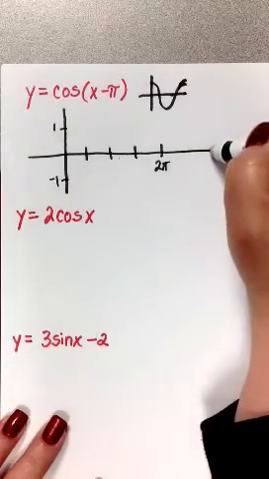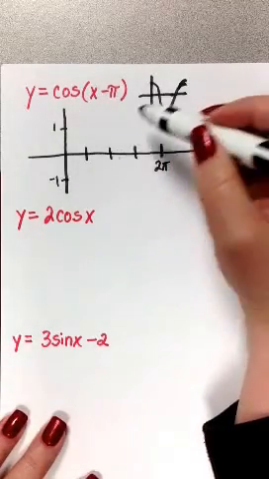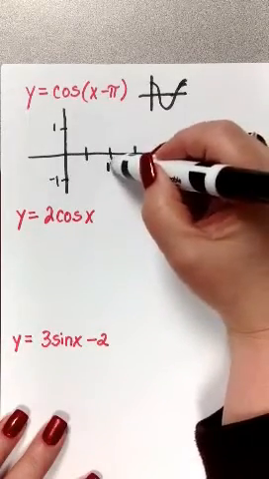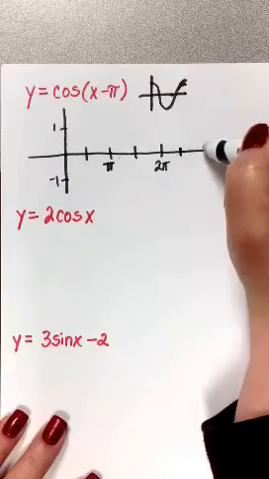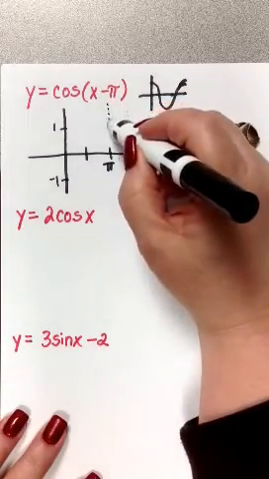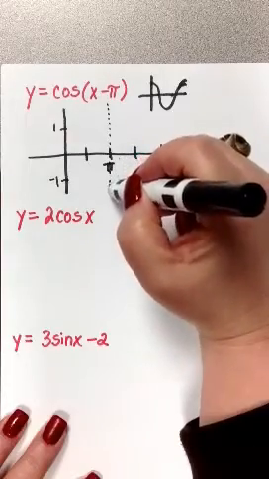But I'm going to shift pi units to the right. So how many tick marks is pi units? Well, if 4 tick marks are 2 pi, then 2 tick marks would be pi. So I'm going to go ahead and add 2 more tick marks here at the very end. I'm going to just kind of dot this since I'm shifting to the right pi.